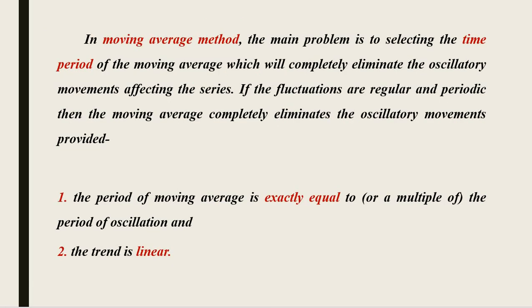In moving average method, the main problem is selecting the time period of the moving average, which will completely eliminate the oscillatory movements affecting the series. If the fluctuations are regular and periodic, then the moving average completely eliminates the oscillatory movements, provided the period of moving average is exactly equal to or a multiple of the period of oscillation and the trend is linear.